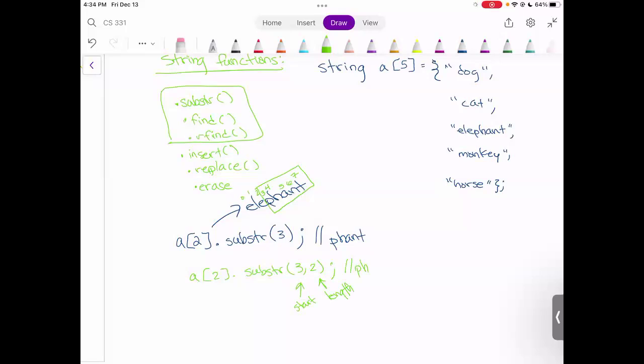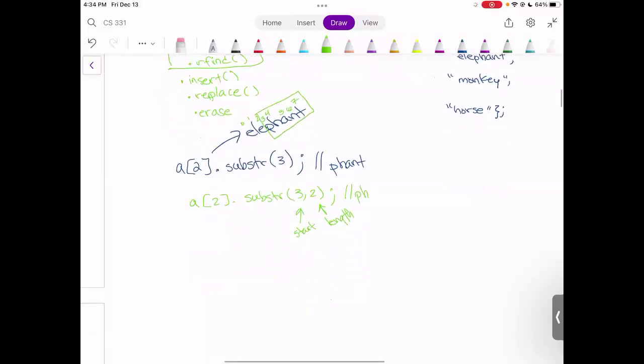Okay. Now you can do find and rfind. Rfind, the R means find it from the right, and find is just like how we read in English, from left to right. So if I tell you A sub 4 dot find H, what would my answer be?